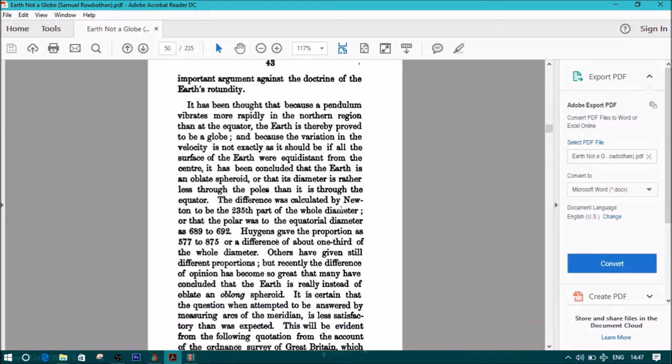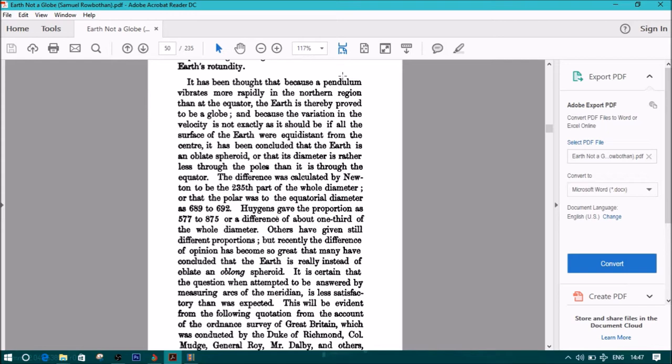It has been thought that because a pendulum vibrates more rapidly in the northern region than at the equator, the Earth is thereby proved to be a globe. And because the variation in the velocity is not exactly as it should be if all the surface of the Earth were equidistant from the center, it has been concluded that the Earth is an oblate spheroid, or that its diameter is rather less through the poles than it is through the equator. The difference was calculated by Newton to be the 235th part of the whole diameter, or that the polar was to the equatorial diameter as 689 to 692.